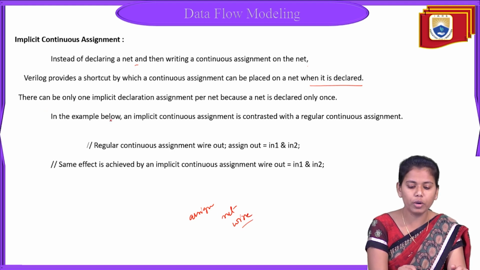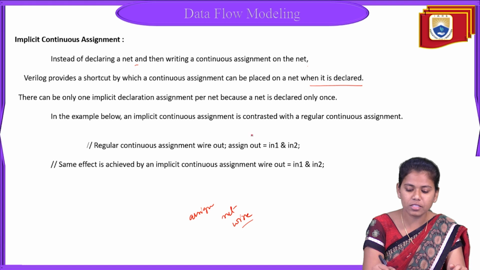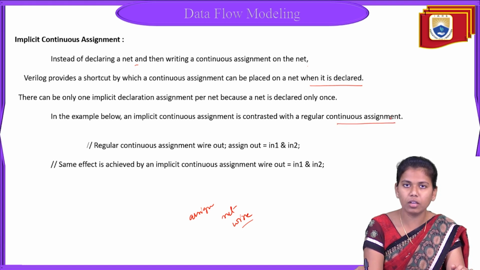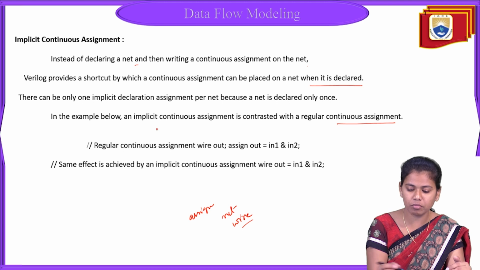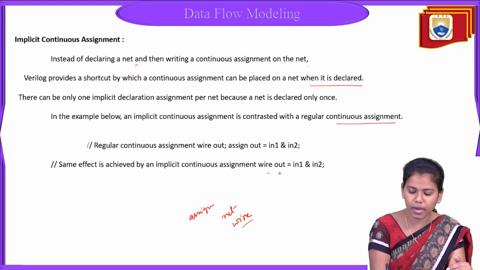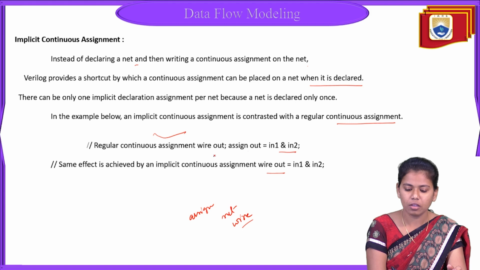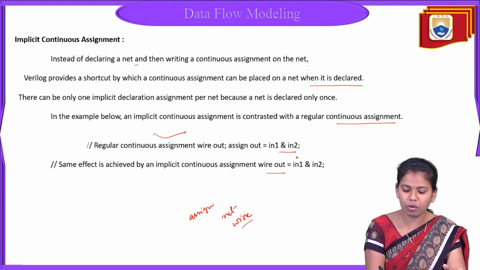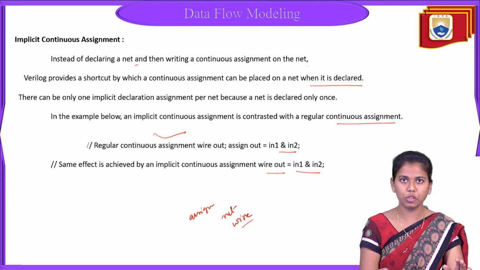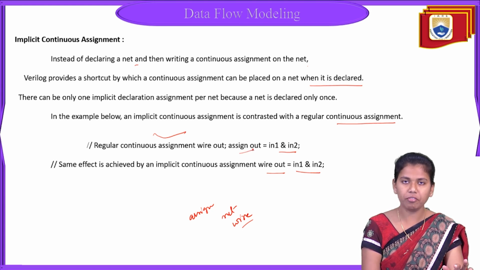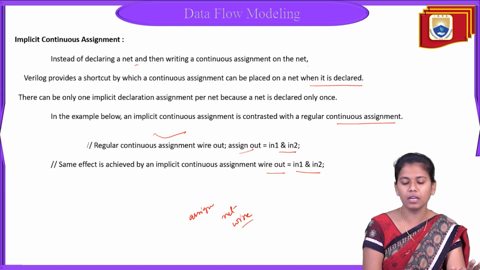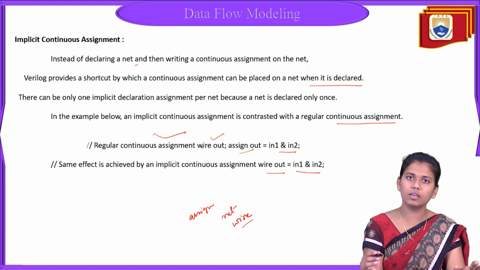There can be only one implicit continuous assignment declaration, in contrast with the regular one. What is that one? The implicit declaration is wire. If you observe these two, in the regular continuous assignment we have wire out, assign out = in1 and in2. The same is achieved with the implicit continuous assignment as wire out = in1 and in2. If you observe, in this implicit continuous assignment you won't see any keyword called assign, whereas in the regular continuous assignment we see a wire out along with the assign.